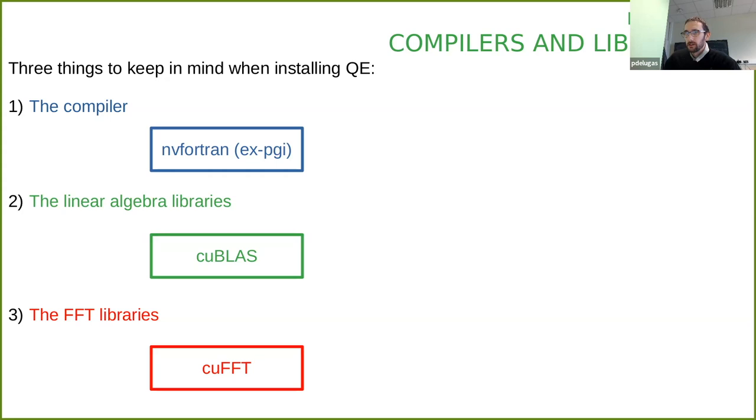So our Quantum Espresso GPU version is now compiled with NV Fortran. It makes use of the NVIDIA libraries for linear algebra, namely cuBLAS, and for the fast Fourier transform, so cuFFT.